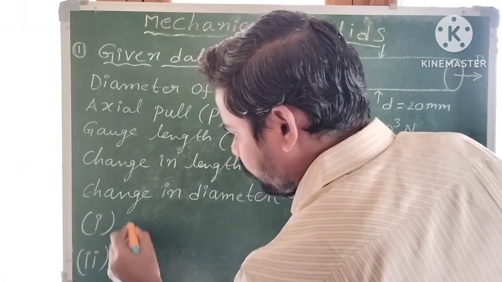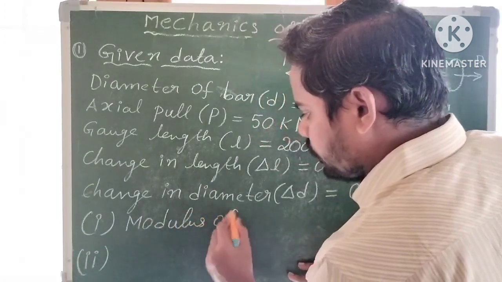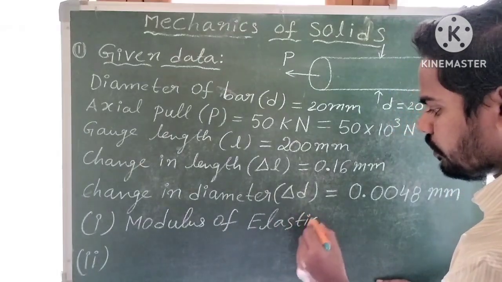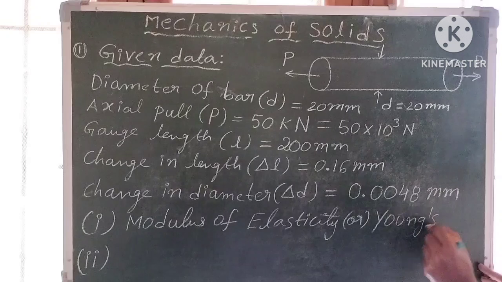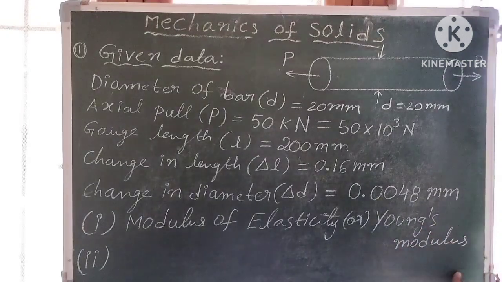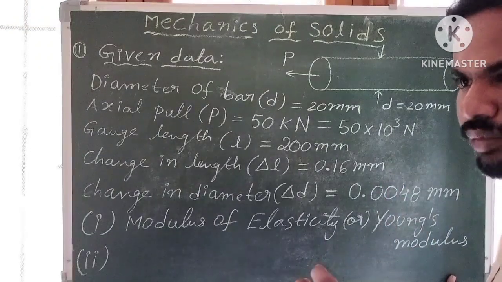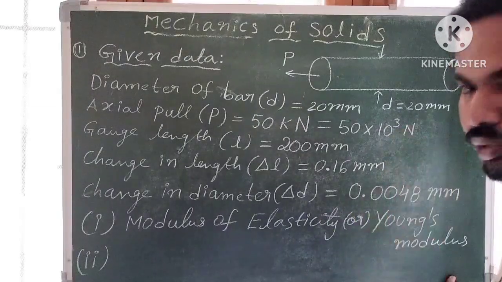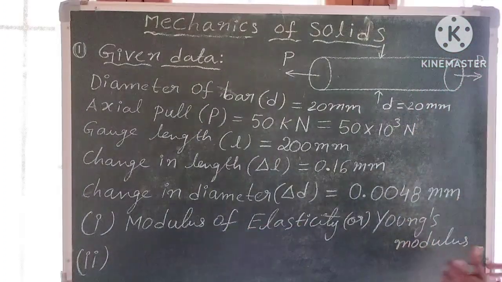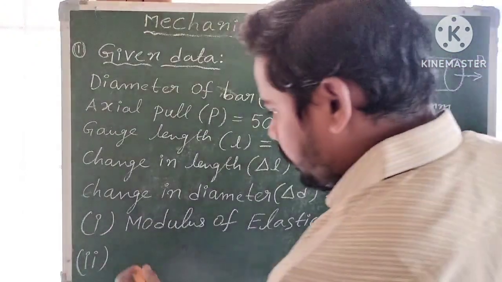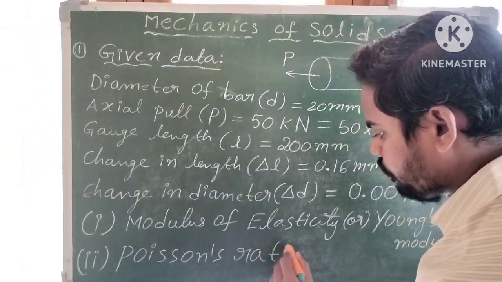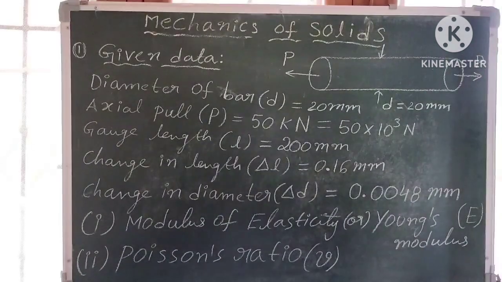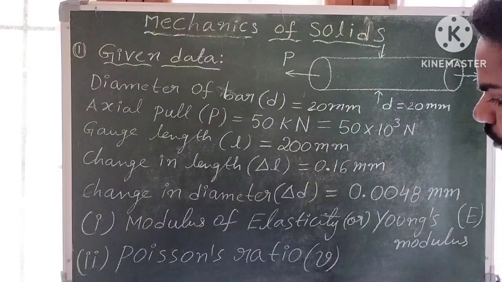We need to calculate modulus of elasticity. What is the other name of modulus of elasticity? Young's modulus. In general, Young's modulus means a measure of stiffness of the material. So anyhow, we need modulus of elasticity or Young's modulus, denoted by capital E. And we need one more quantity, Poisson's ratio, denoted by nu. So we need to find out modulus of elasticity and Poisson's ratio.